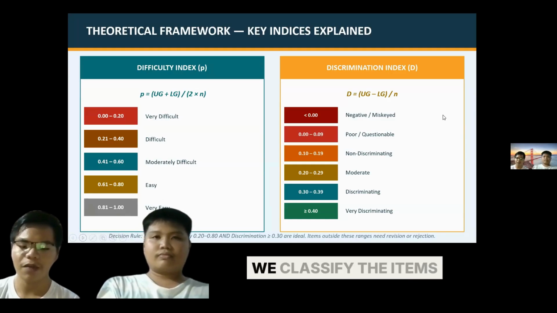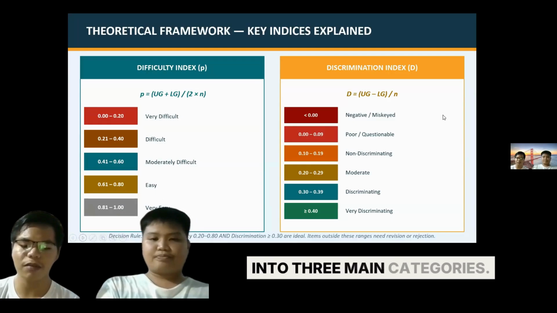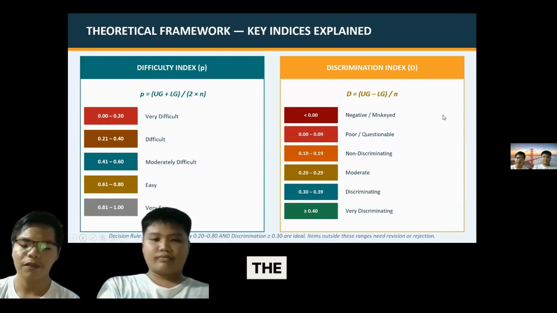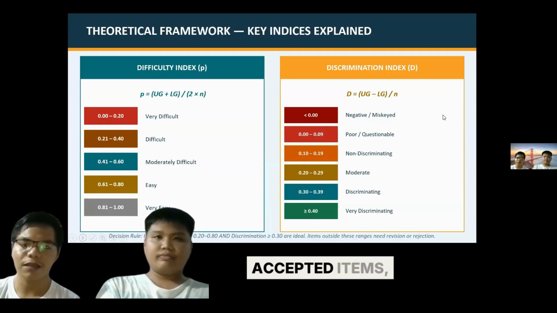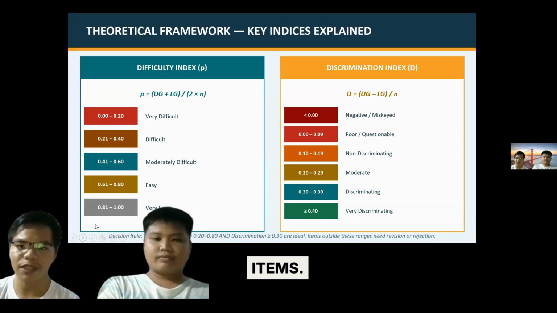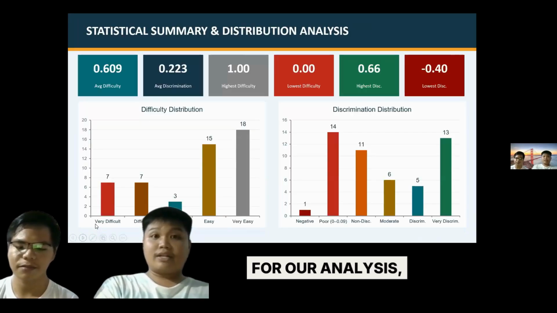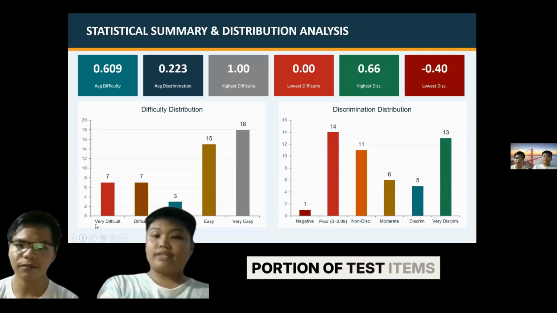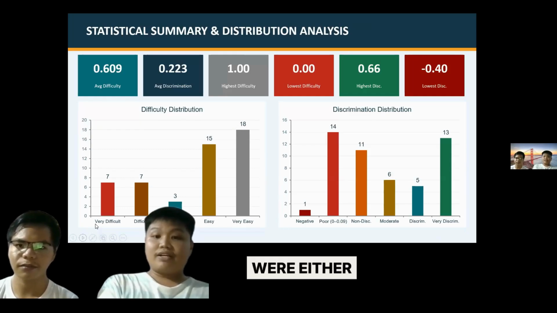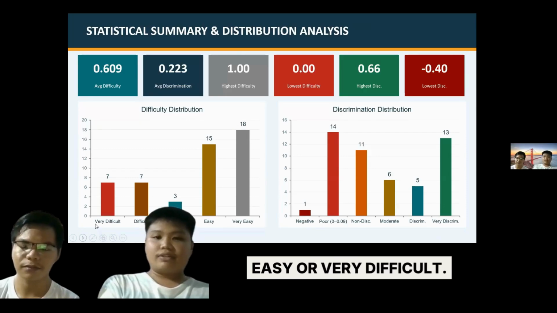Based on this, we classify the items into three main categories. The first is 17 accepted items, 18 items for revision, and 15 rejected items. Exactly, Clark. For our analysis, we observed that a large portion of test items were either easy or very difficult.